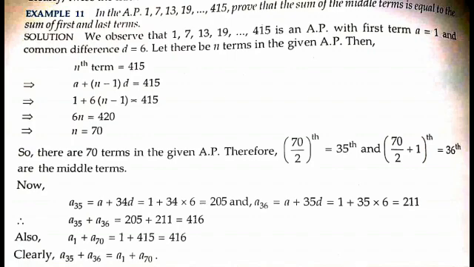Now, in the question, we are supposed to find the sum of the first term and the last term. The first term is given here as 1. And the last term, that is the 70th term, A70, is equal to 415. So the sum A1 plus A70 is equal to 1 plus 415, which gives 416. And so the sum of the middle terms is equal to the sum of the first and the last terms.